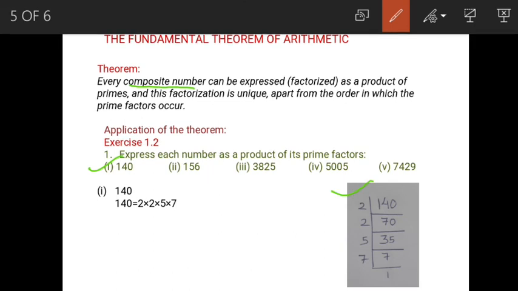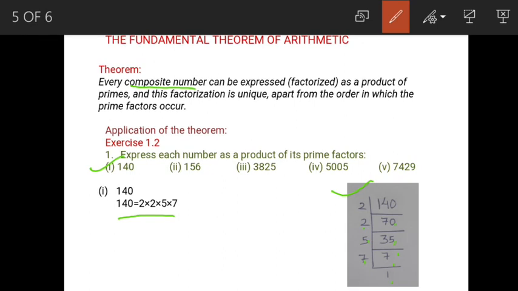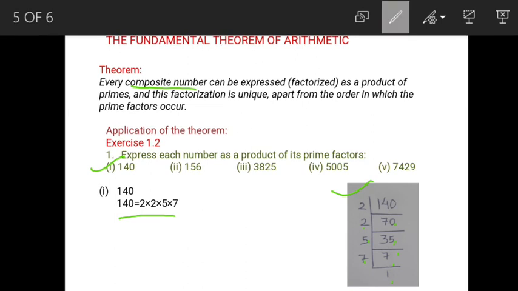I have done it already here. 2 into 70 is 140, 2 into 35 is 70, 5 7s are 35, 7 1s are 7. So 140 equals 2 into 2 into 5 into 7. 2 2s are 4, 4 5s are 20, into 7 is 140. Exactly, it is equal to 140, and all the factors here are prime. Okay, 2 is prime, 5 is prime, 7 is also prime. So this is following the fundamental theorem of arithmetic. I hope this helps you to understand this theorem also.